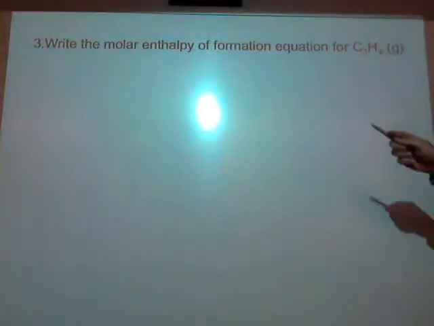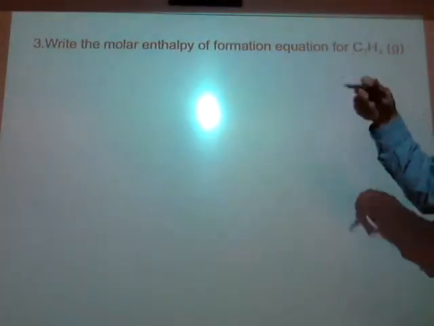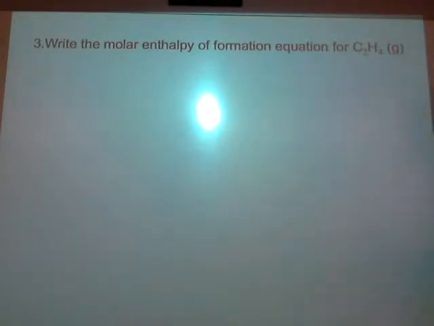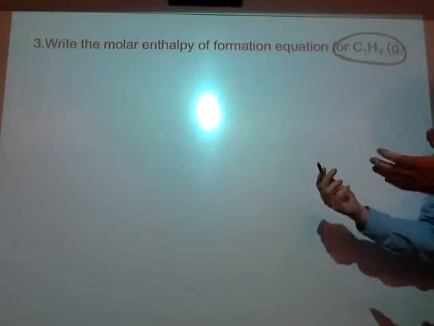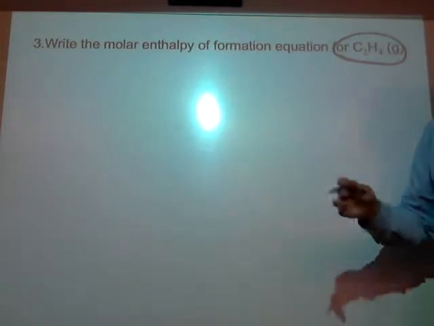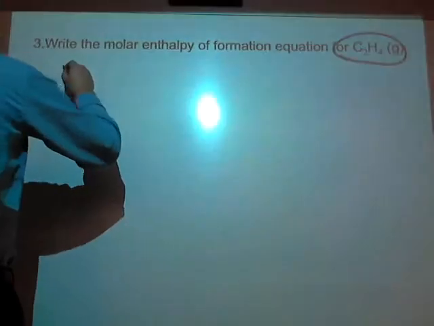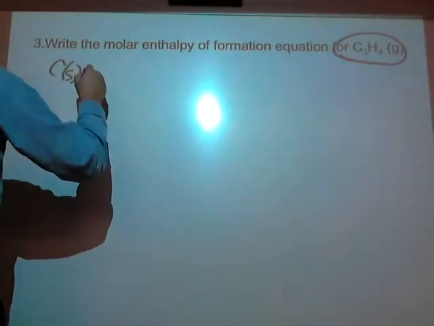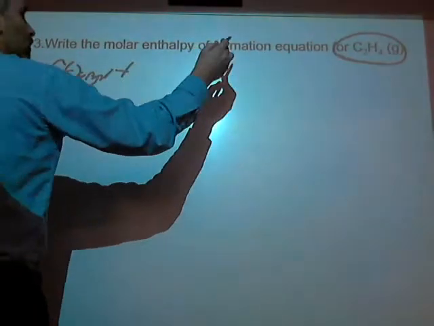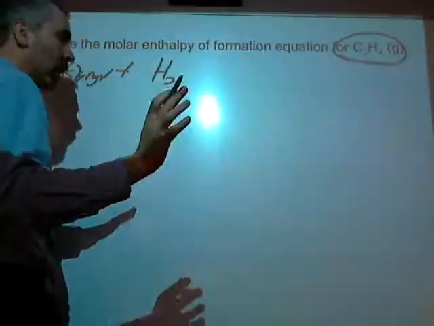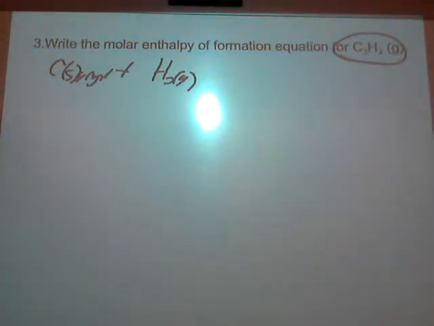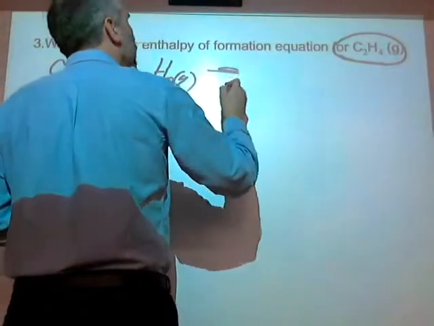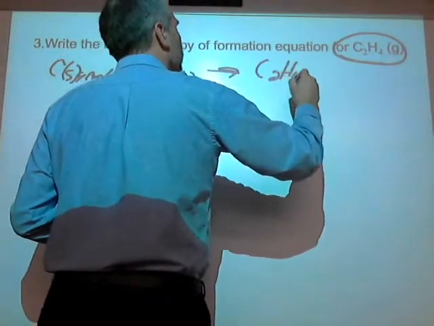Let me show you what all I have to do in this one, because people are like, I don't understand, what does he want in this one? I want you to write this guy formed from his constituent elements in their standard states. So what's the standard state for carbon? C(s) graphite, right? And the standard state for hydrogen is H2. He's diatomic. You got to look these guys up in the right columns where the delta H is 0. And then you get C2H4 gas.